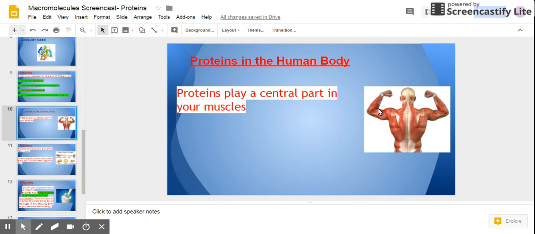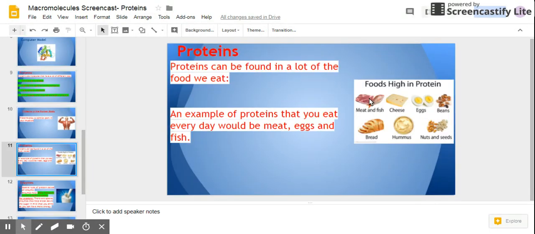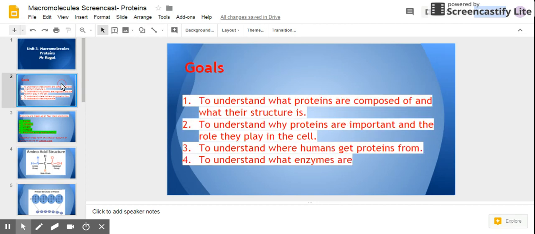So in our body, and you can see this is a diagram here, muscles are made heavily with proteins. And same thing, that's why meat and fish will be high in protein. Eggs and cheese are also going to be parts coming from animals that are high in protein. And these are coming from plants more. So that answers our next one. We're going to move on now to our final goal, which is to understand what enzymes are.